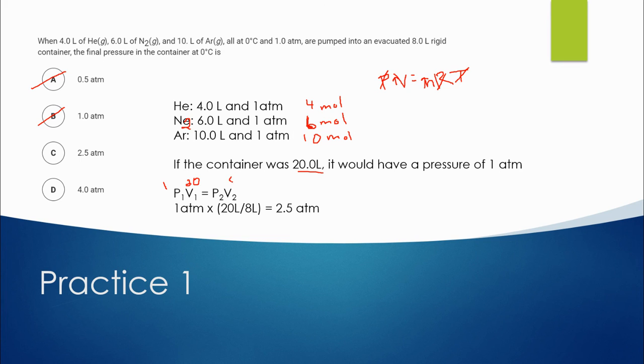But we know that the volume is actually 8. So then what is our final pressure? And so our final pressure would be 2.5 atm.